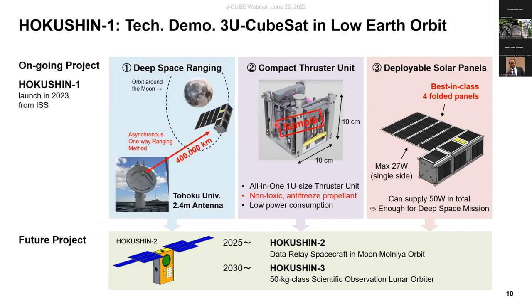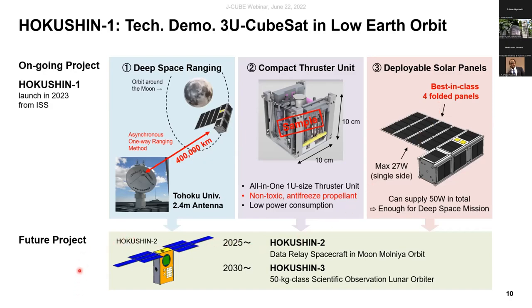In the lunar region, we need thrusters to control both attitude and orbit. In Hokshin 1, we demonstrate orbit control capability using this newly developed 1U-size thruster unit. Also, we need more power to establish a data link between lunar rovers. So we are developing deployable solar panels, which have best-in-class size. These are our future projects.